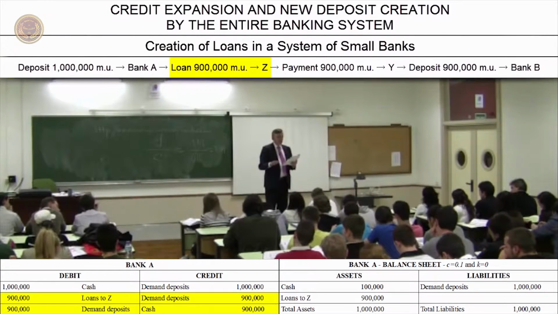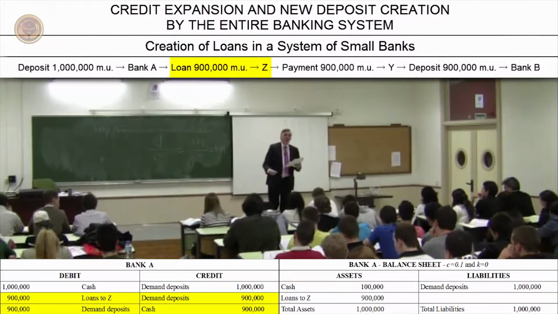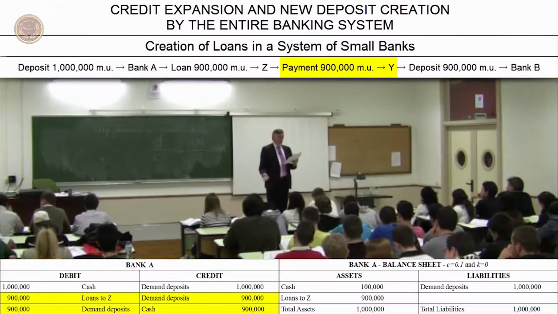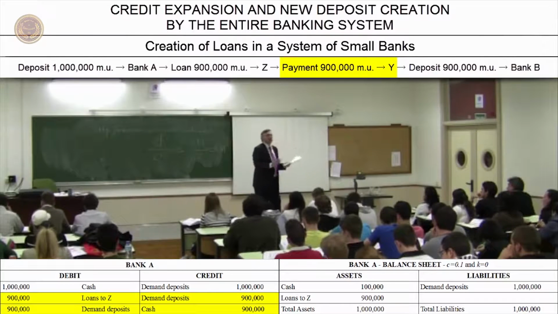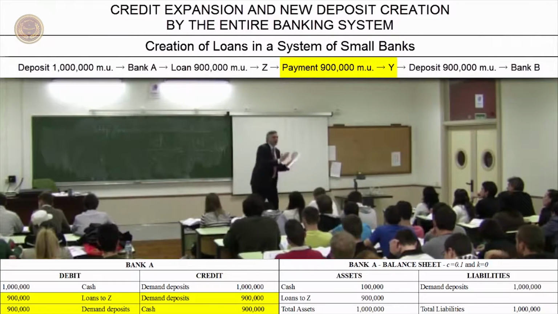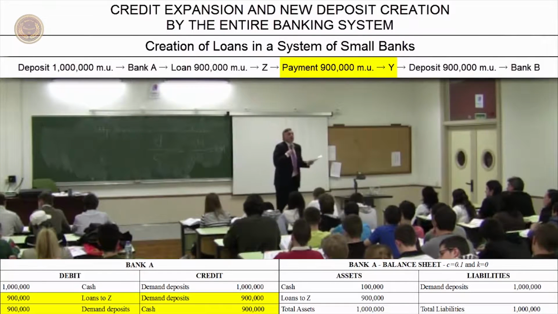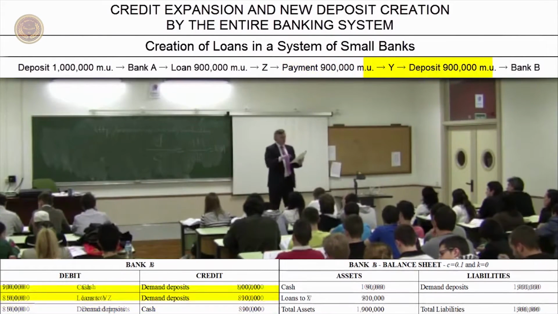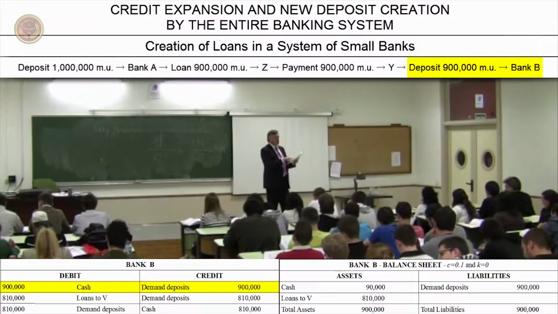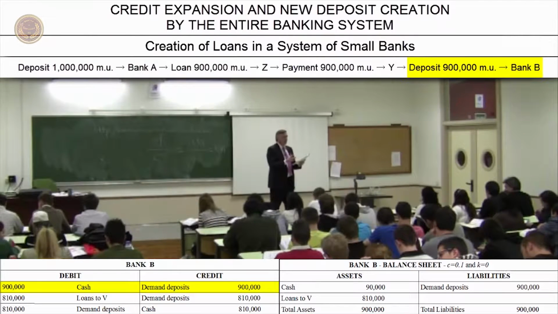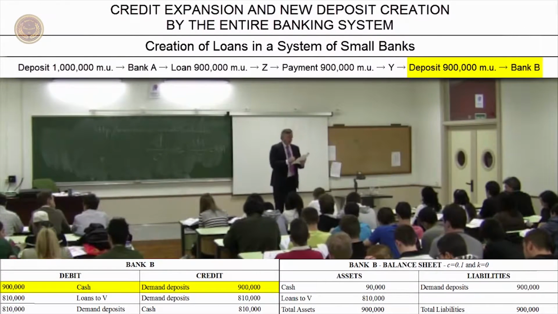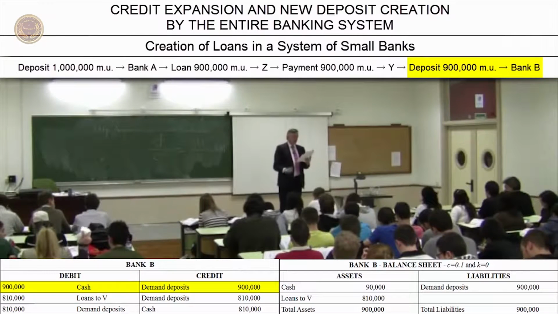Well, company Z, which receives the 900,000, pays its suppliers. For simplicity, we will suppose there is only one. In real life, the money is divided up. Different portions go to banks C, D, and E, but I'm simplifying this. There is only one supplier, and she deposits the whole amount in her bank, Bank B. Not Bank A. Do you see Bank B here? It receives a deposit of 900,000.